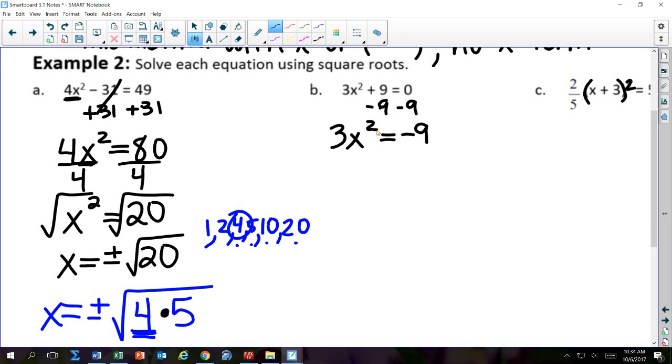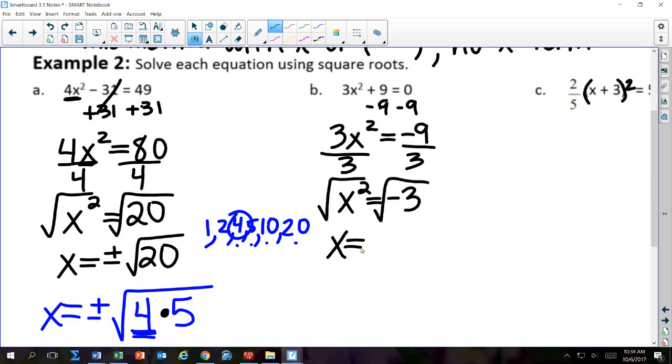Now I want to try to get that x squared by itself. So what would you do next? Paige, what do you think? Divide by 3 on both sides. Good. X squared equals negative 3. And then what is the inverse of squaring something? Say it loud. Square root. Good. So I'm going to square root both sides. X equals plus or minus the square root of negative 3.